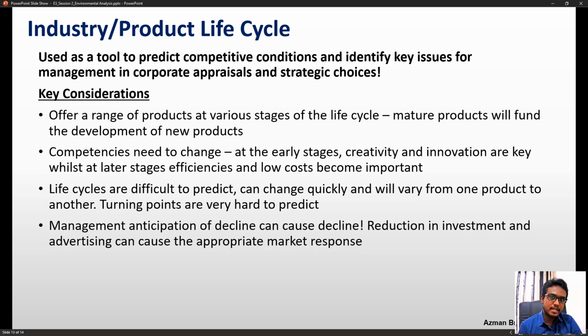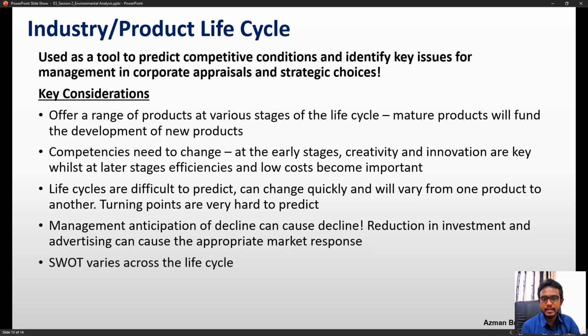Management anticipation of decline can cause decline itself, right? So reduction in investment and advertising can cause the appropriate market response. So on one end, yes, it is customers' response that dictates terms, but also how you perceive your product. If you think that the product has lost value, that can also lead to you reducing investment and losing faith in the product, and therefore that can be the supporting or leading factor in why the product life cycle quickly declined.